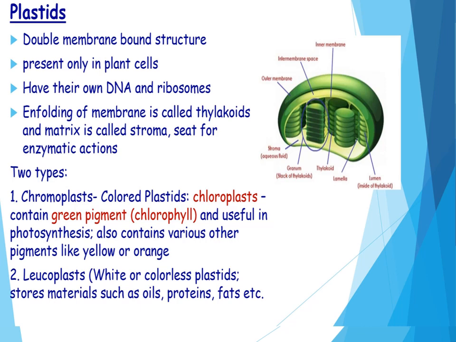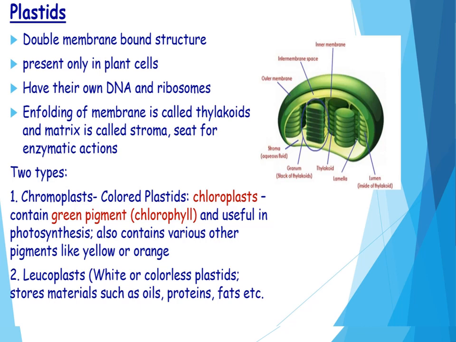Next, we take up plastids. Like mitochondria, plastids are also double membrane bound structures. They are present only in eukaryotic cells. But plastids are present only in plant cells, not in the animal cells. Then, like mitochondria, they also have their own DNA and own ribosomes. So, they are also semi autonomous.